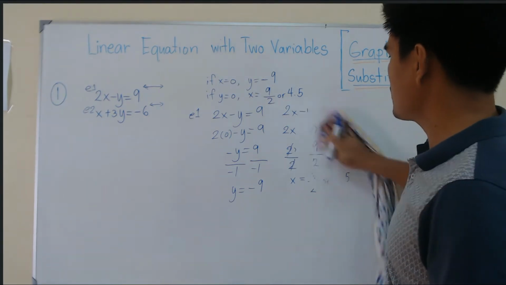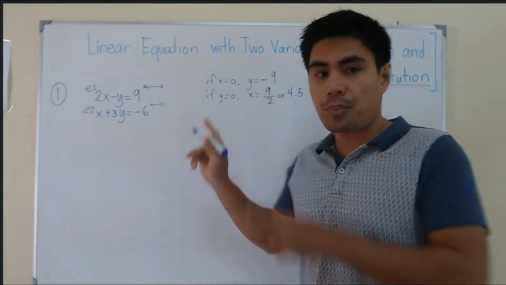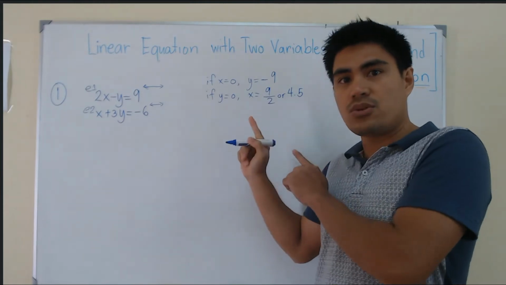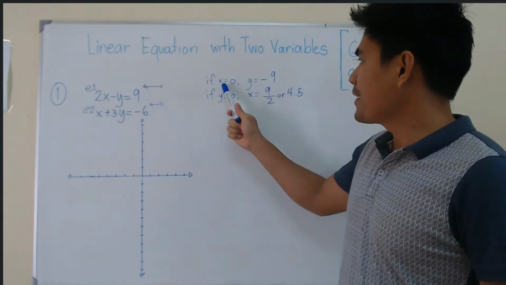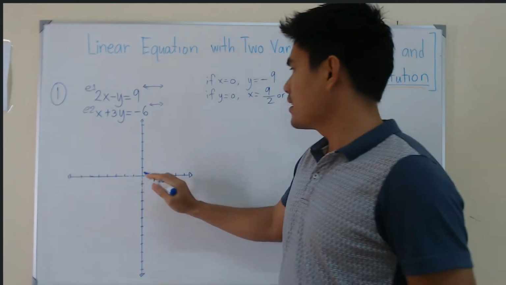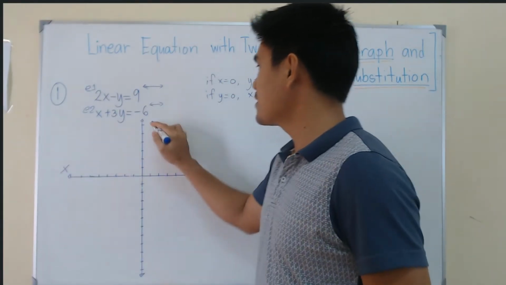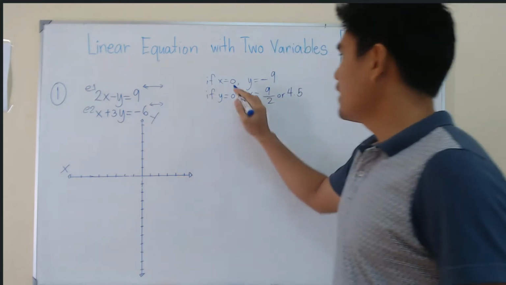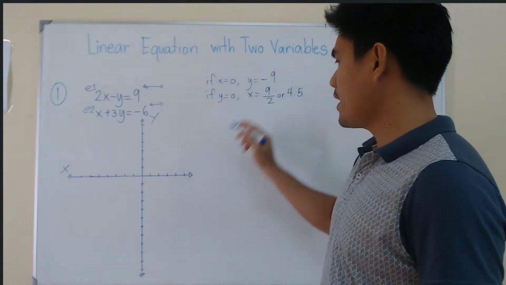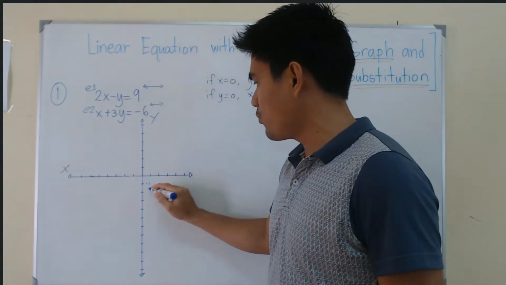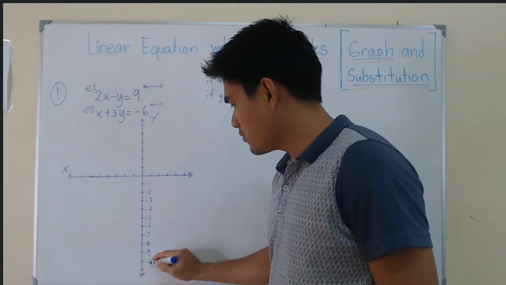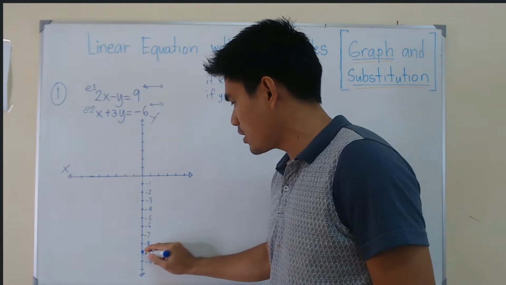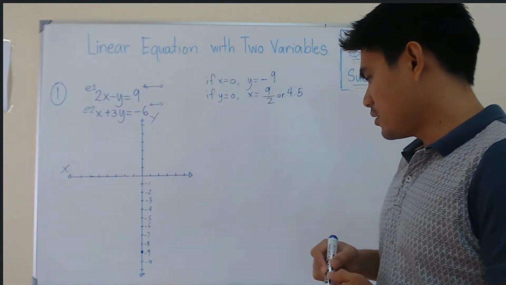Let's erase this and let's plot these points into the graph. Okay, so this is our x-axis and this is our y-axis. And if x is 0, y is negative 9. So we have negative 1 and negative 9, negative 10. So negative 9 is here. We're going to plot the dot.